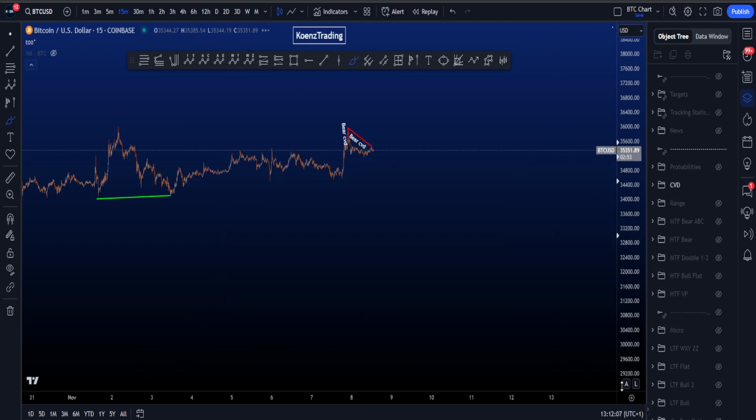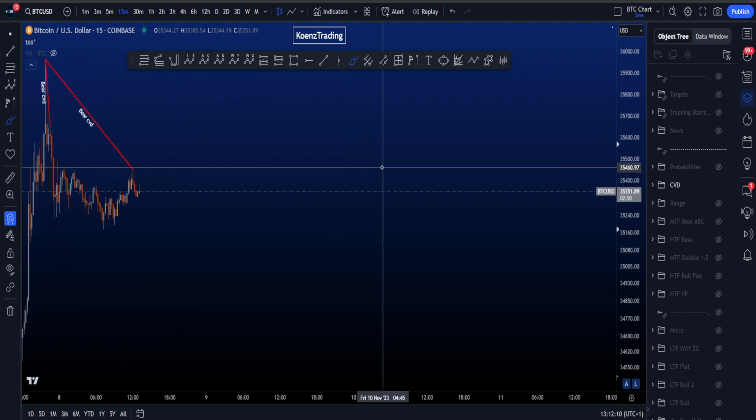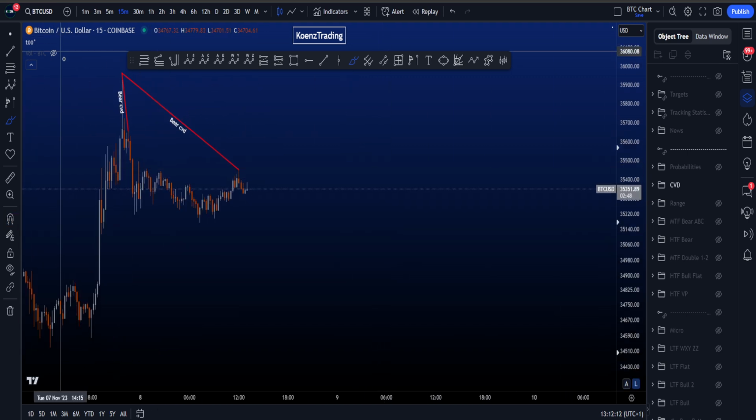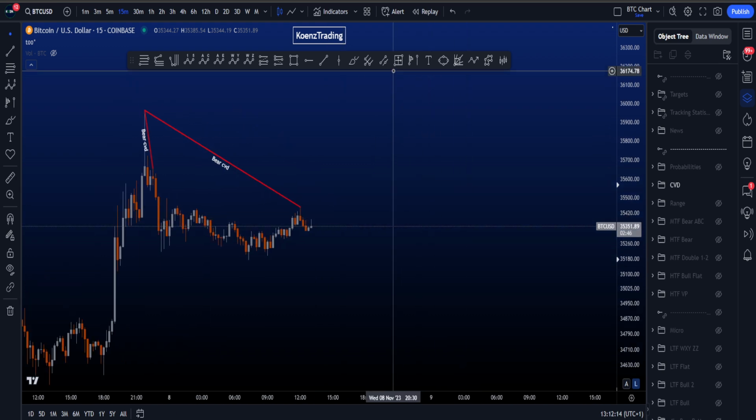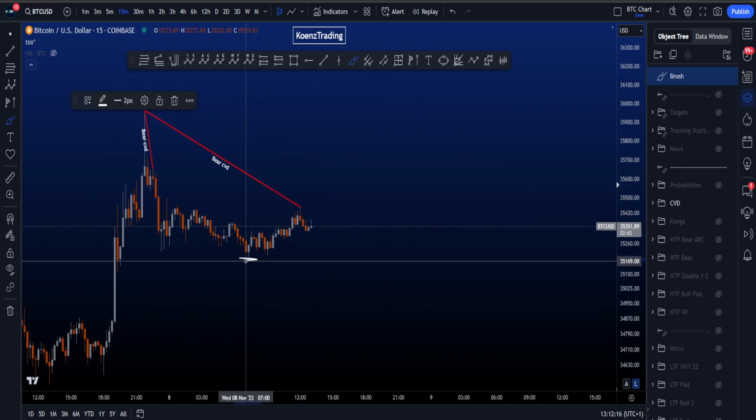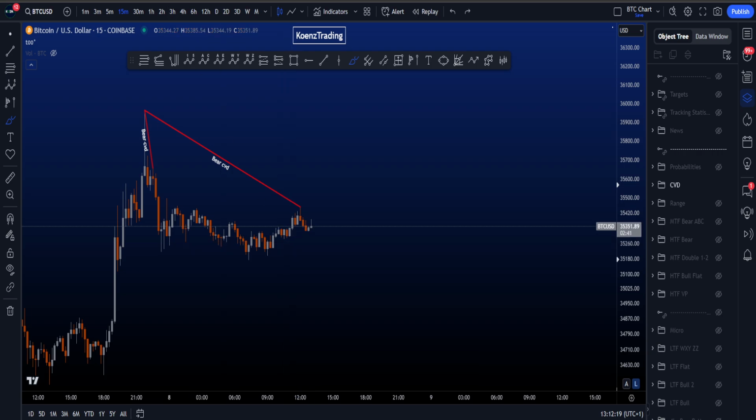If we then finally look at the CVD divergences here locally, we have a bit of bearish CVD divergences going on. Now the CVD divergences have played out the moment they take this low over here, so that's something to keep an eye on as well.